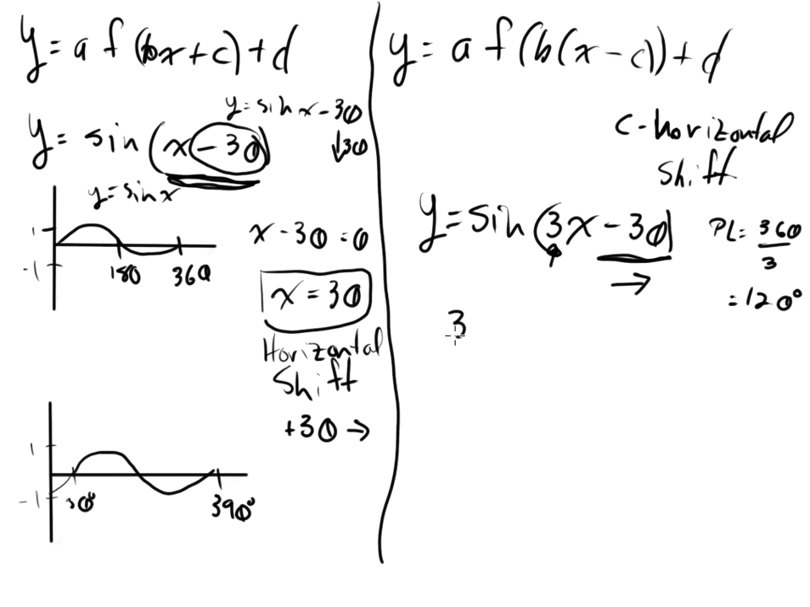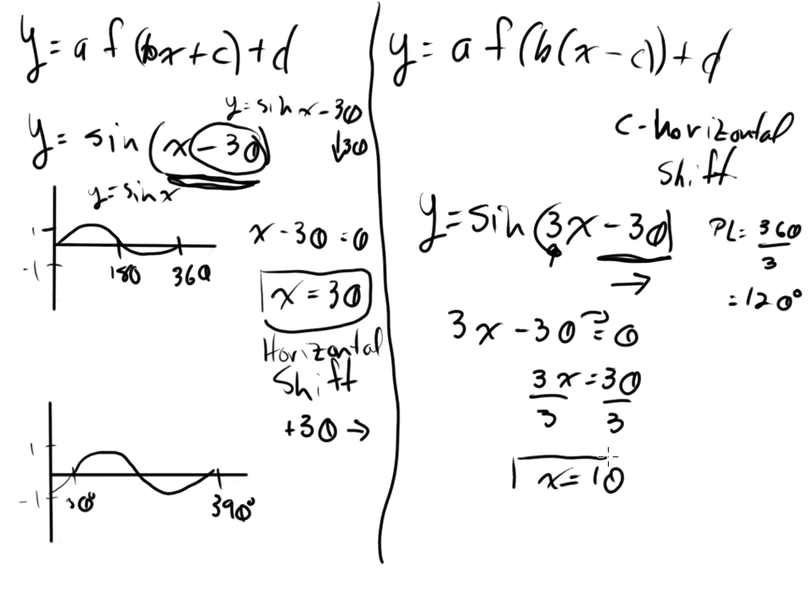And I can show you why. If we take the argument that's within the brackets and we set it equal to 0 and we solve, we're going to get that 3x equals 30. We're going to divide both sides by 3, and we're going to get that x equals 10. And as I suggested before, the value that you get after you've set the brackets equal to 0 and solved is exactly the shift that's going to happen. So because this is positive, it's going to shift to the right 10 degrees.